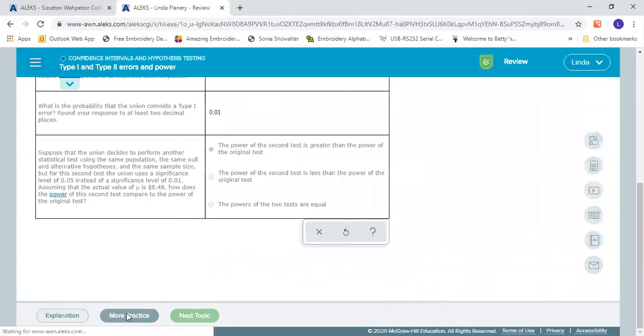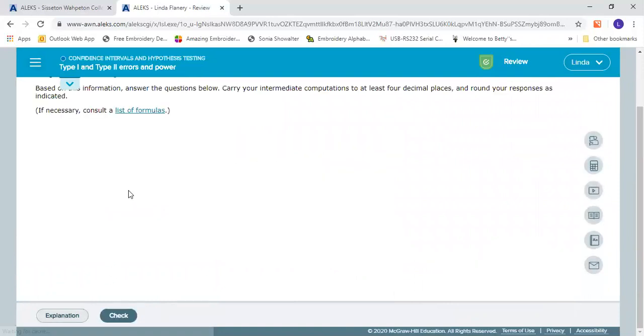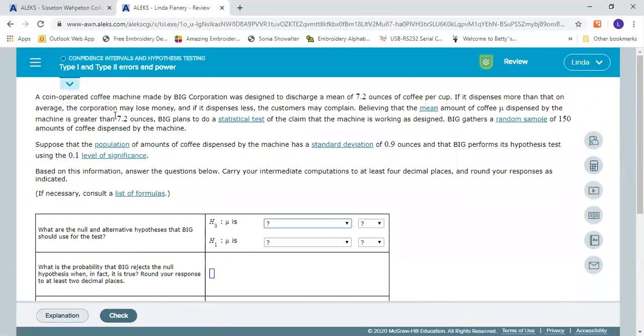Do one more just in case we need another example. A coin-operated coffee machine made by a big corporation was designed to discharge a mean of 7.2 ounces of coffee per cup.